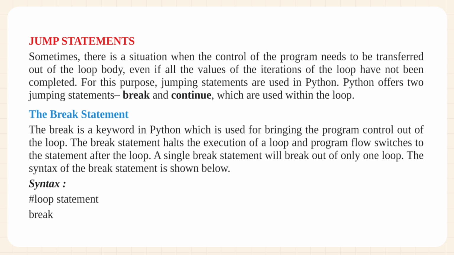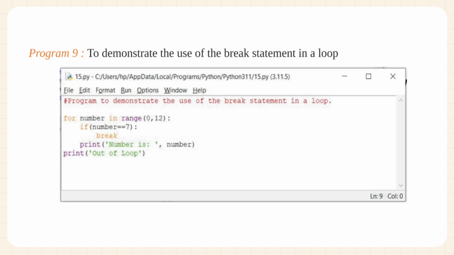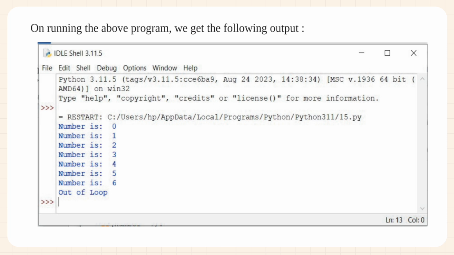The break statement. The break is a keyword in Python which is used for bringing the program control out of the loop. The break statement halts the execution of a loop and program flow switches to the statement after the loop. A single break statement will break out of only one loop. The syntax of the break statement is shown below. Syntax: # loop statement; break. Program 9 to demonstrate the use of the break statement in a loop. On running the above program, we get the following output.